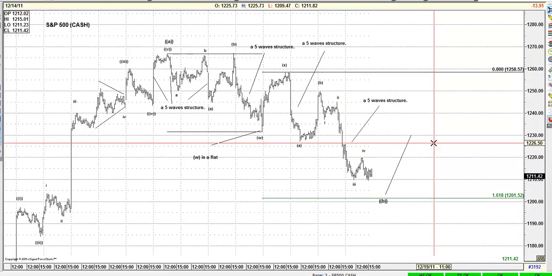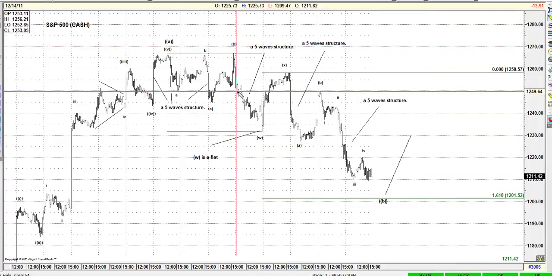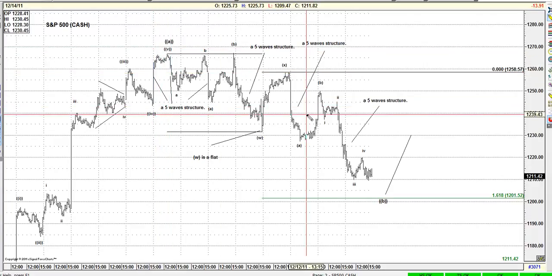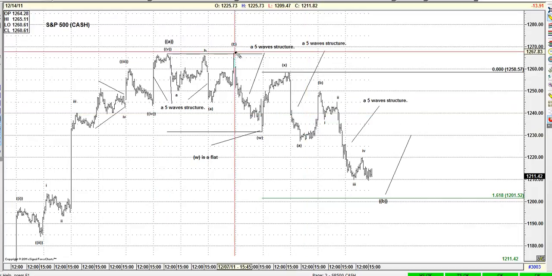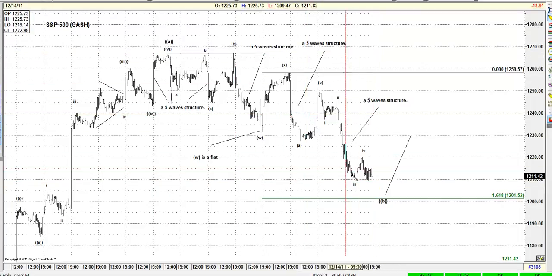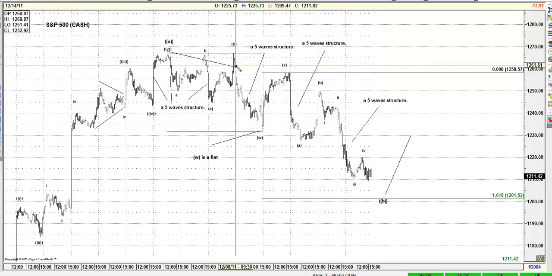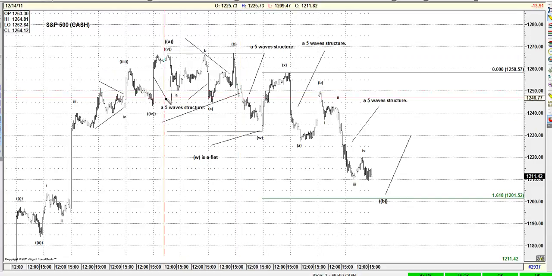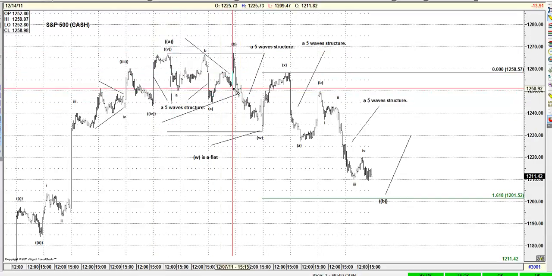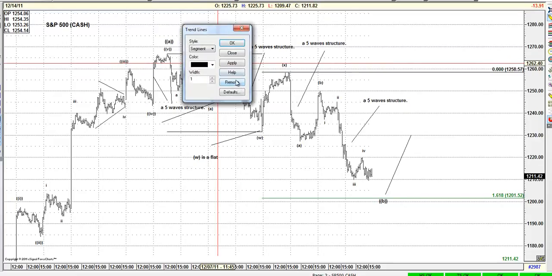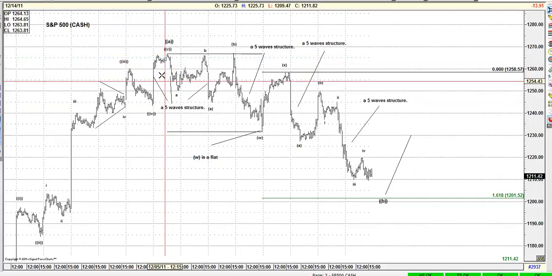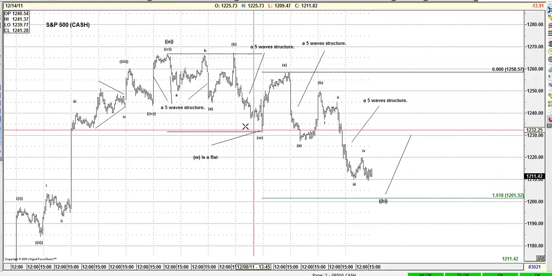S&P. Now, I want to point out a detail that nobody has said. This is the detail, that this leg here is very important, because the only way that you can make the case that this is bearish is if you make this a bearish triangle like this, and then you make 1, 2, 3, 4, 5 for the triangle. And guess what? That cannot be possible. This is a five-wave swing here. So for now, nothing has changed.